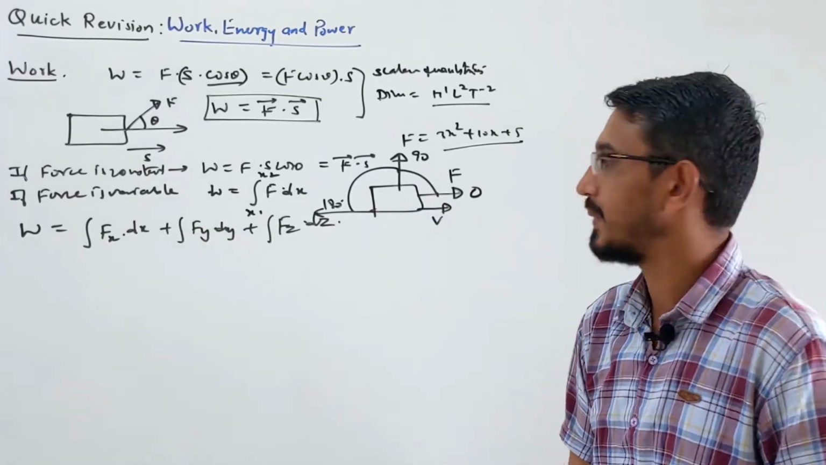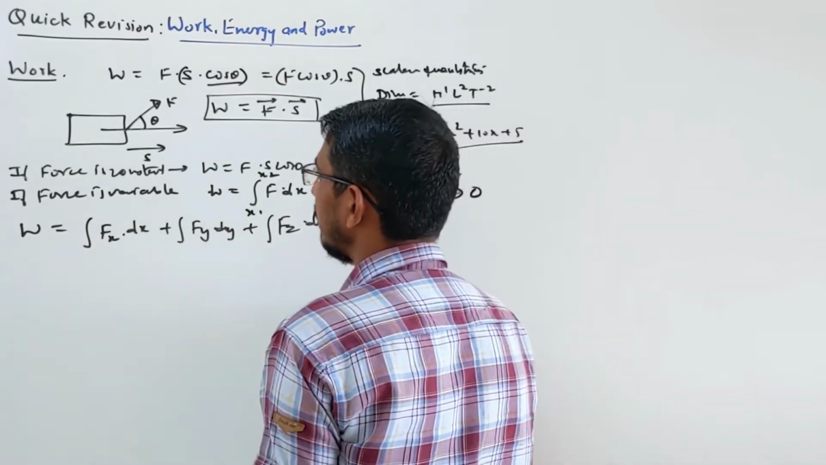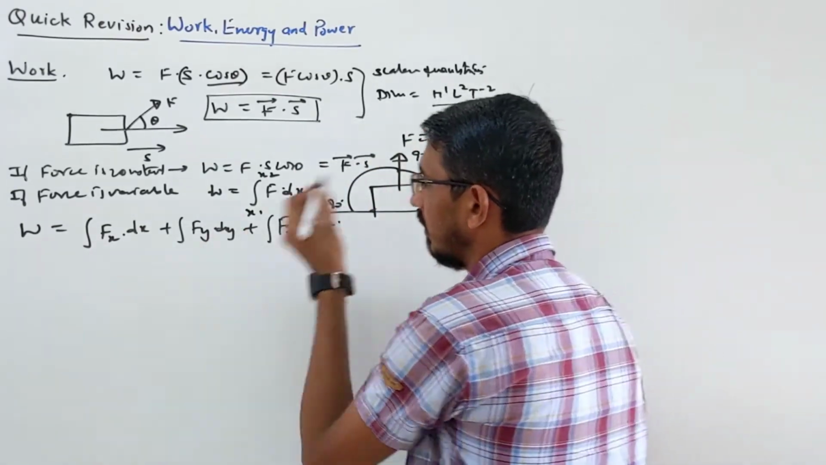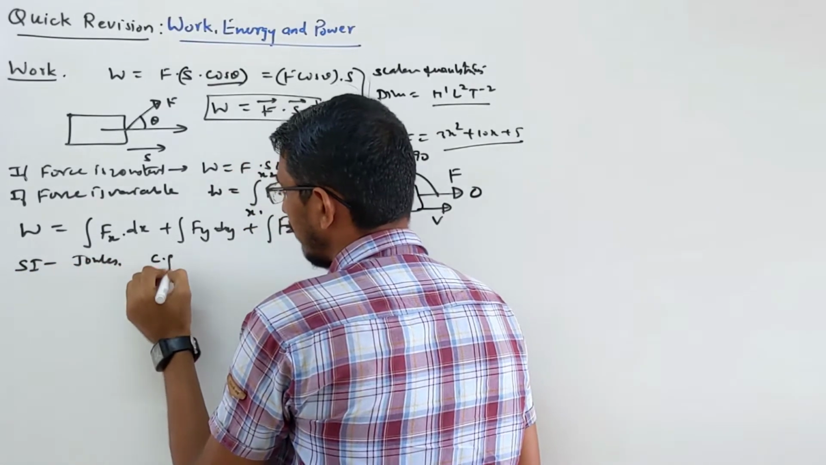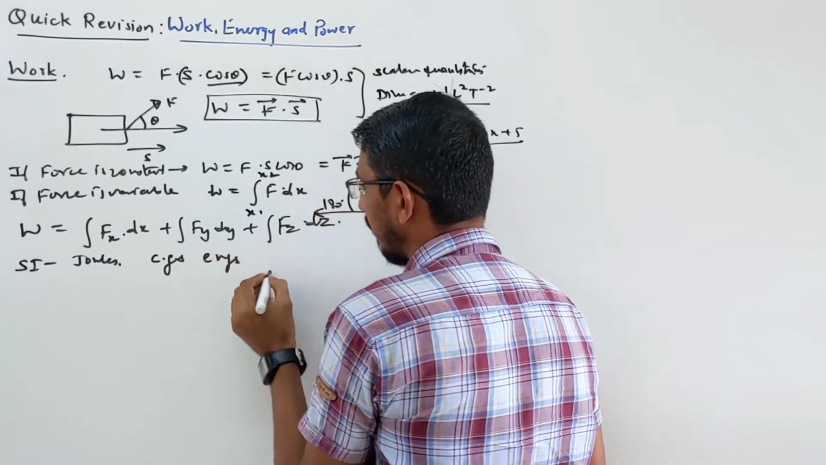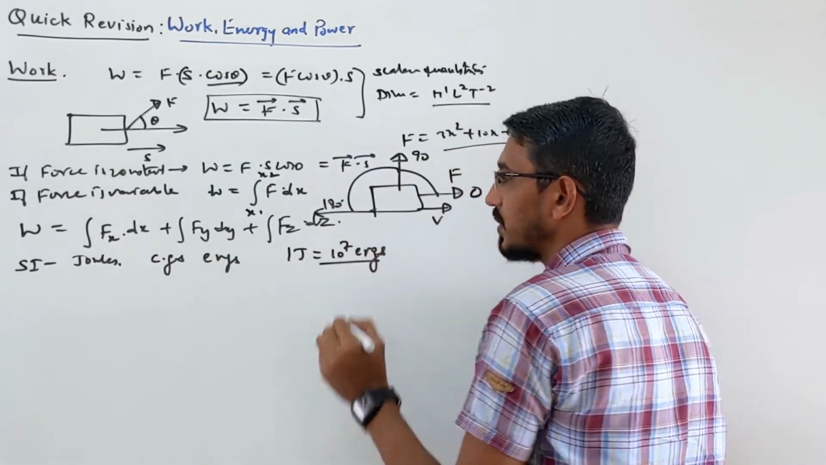Negative, right? Yes. Okay, so work done we have done. Then look here, there are many units. When you talk about the SI unit, we always write in joules, right? But if you want to write CGS, you can write ergs, right? And we know that 1 joule is equal to 10 power 7 ergs. This we have learned in the first chapter, right?